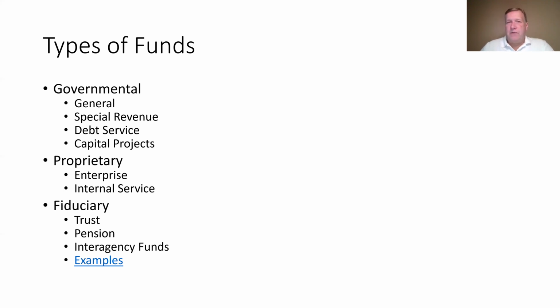General funds have fewer restrictions than a lot of the other funds we're going to talk about on this slide. So they're primarily unrestricted in the way in which you spend a lot of these general funds. But the general fund typically is the most active fund. It's the one where you're going to spend most of your time focusing on for the day-to-day functioning of the government. A second type of a governmental fund is what's called a special revenue fund.